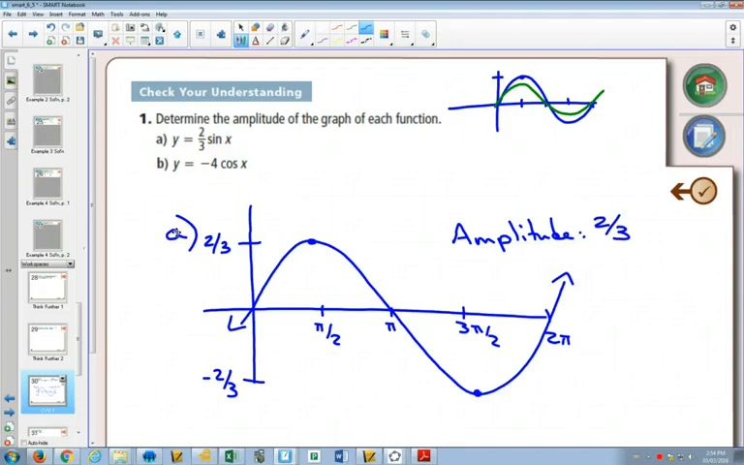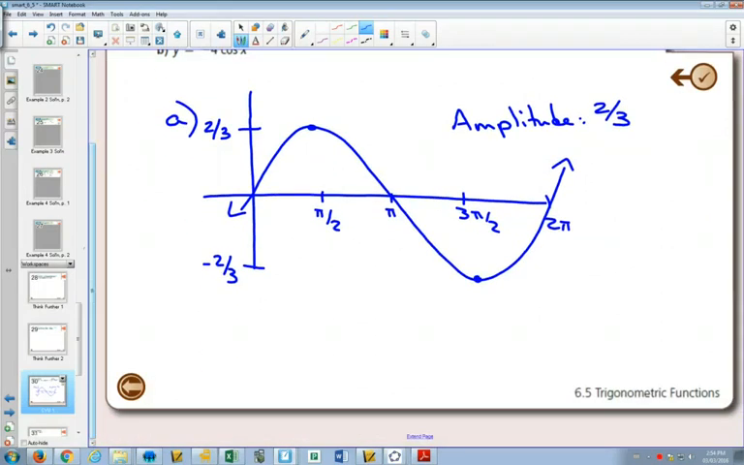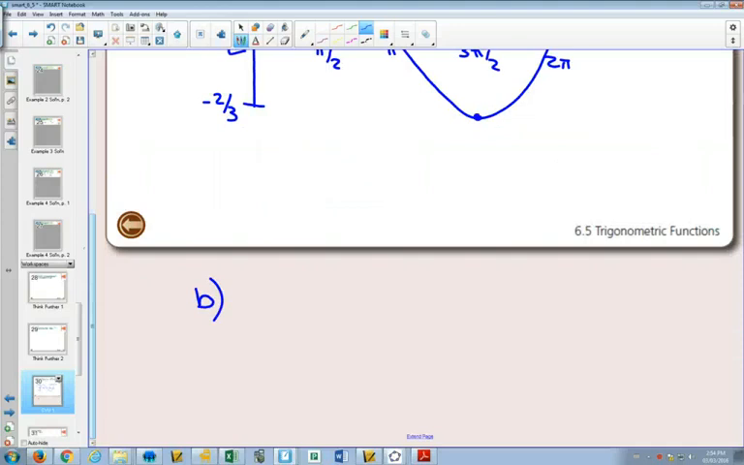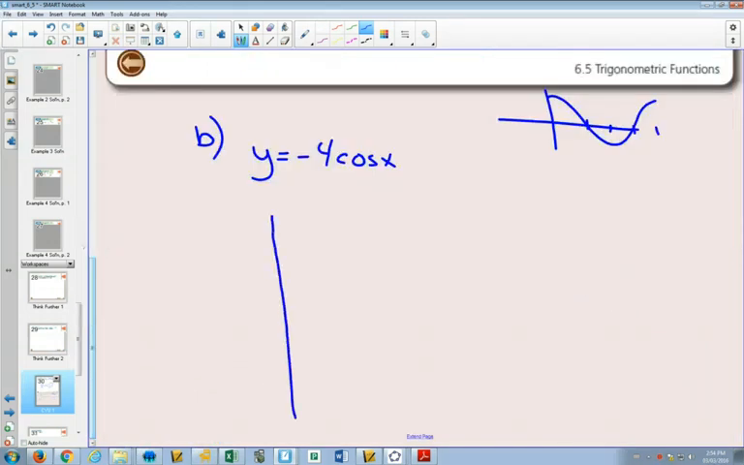For part B, again, we know what our cos graph looks like. 4 equal sections. Our cos graph looks like that. Now we want to graph y equals -4 cos x. What does that -4 do? It's going to flip it over the x-axis. You're going to multiply your y values by -1. You're also going to multiply your y values by 4.